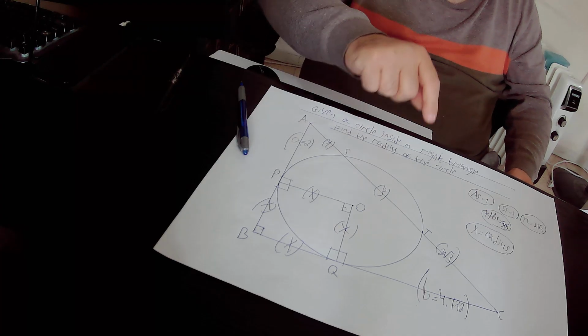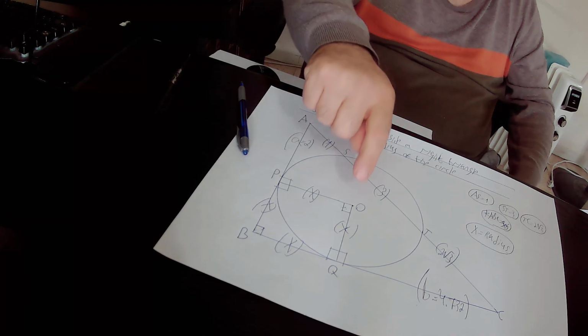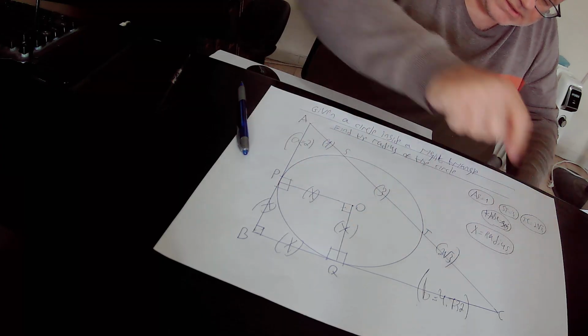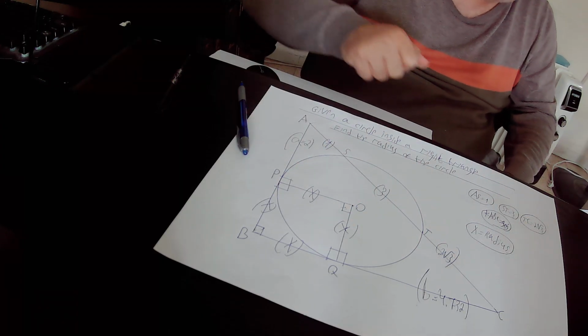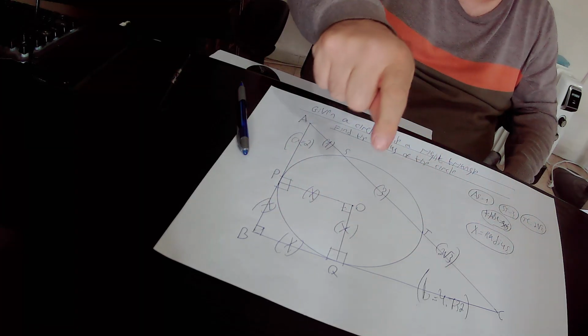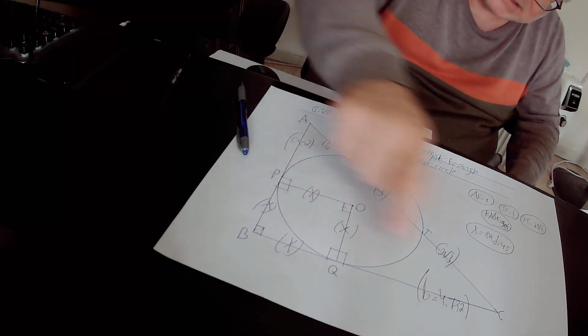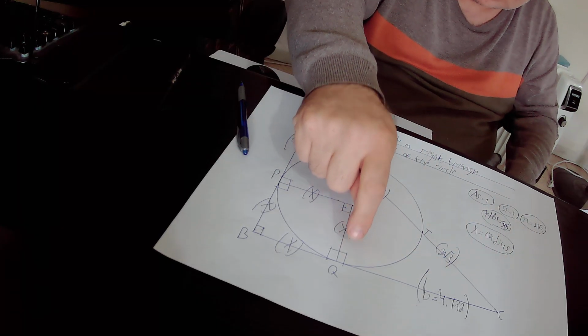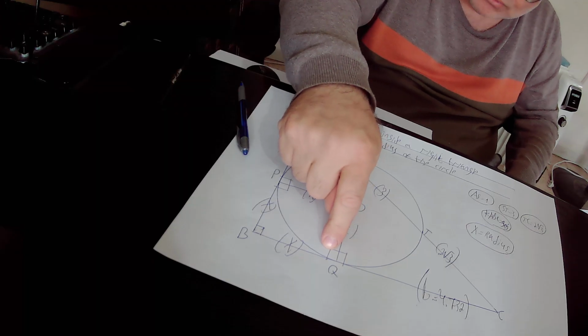Here we implemented rule 1. Why? Because we have the radius OQ that is drawn to point Q, that is the point of tangency of BC with this circle. And whenever we have a radius that is drawn to the point of tangency, then tangent BC will be perpendicular to the radius QO. If BC is perpendicular to QO, it means that this angle equals 90 degrees and this angle also equals 90 degrees according to rule 1.